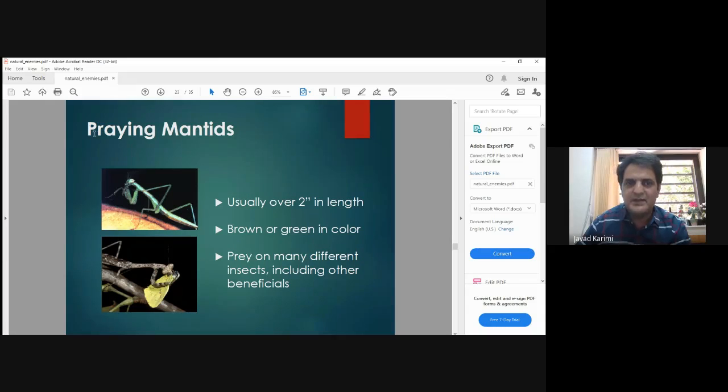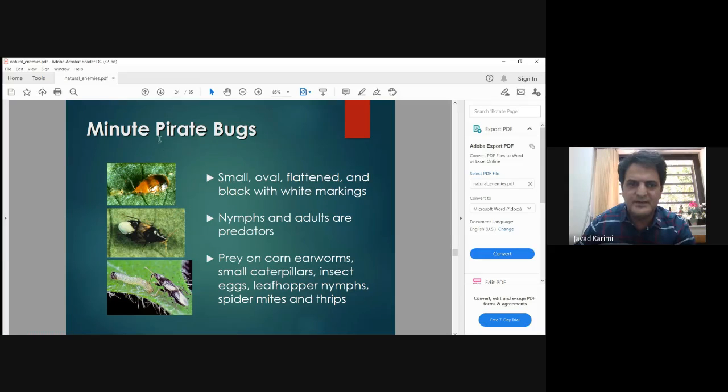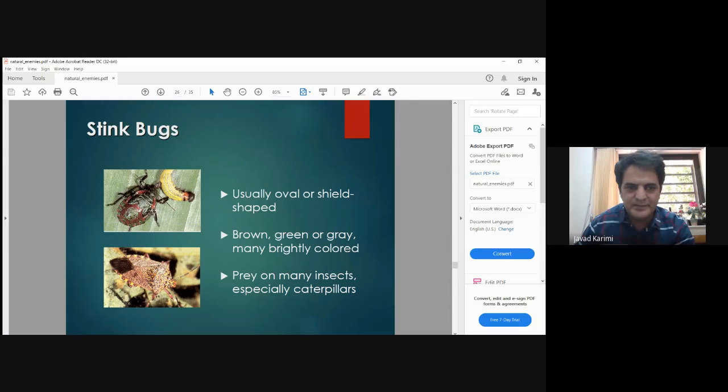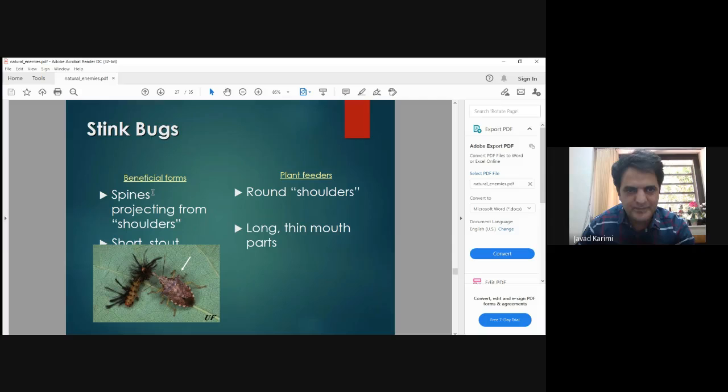This is another type of predator, mantid, which acts naturally in the environment. And also this is the main group of bug, minute pirate bug, which is used as a biocontrol agent mainly in the greenhouse. This is another type of bug, big eye bug. This is a stink bug, an important bug which is used in different greenhouses in the world. Its name is Podisus. This is the same, the Podisus.